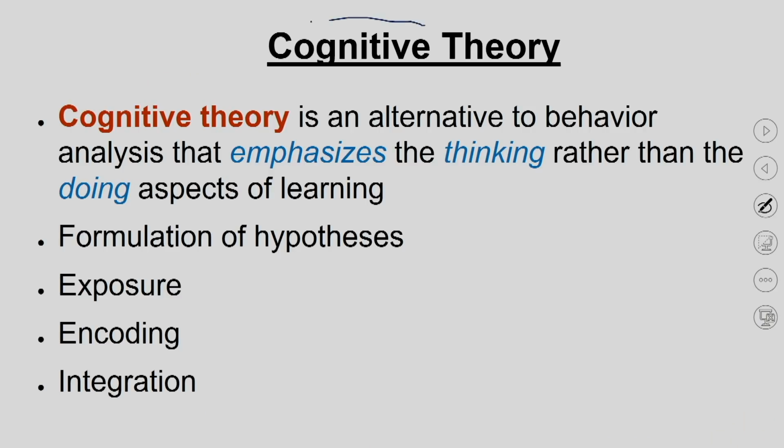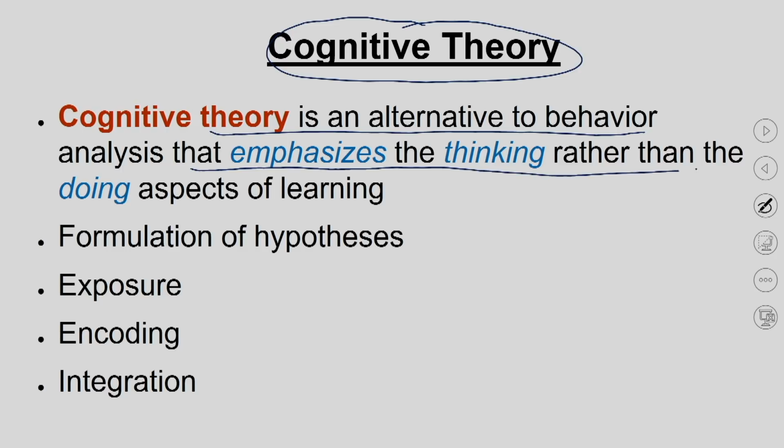And the last theory that we are going to discuss is the cognitive theory. And what is the cognitive theory? The cognitive theory is an alternative to behavior analysis theory that emphasizes the thinking rather than doing aspect of learning. In behavior analysis, classical conditioning and instrumental conditioning, we did something. We paired a neutral stimulus with a conditioned stimulus and behavior occurs, or we did a particular behavior and because of that a consequence happened. So, all these were doing theories.